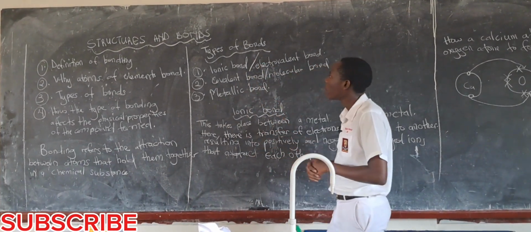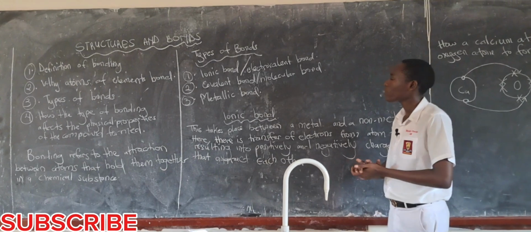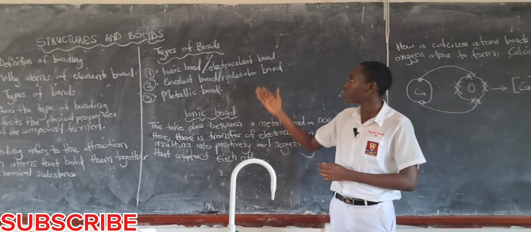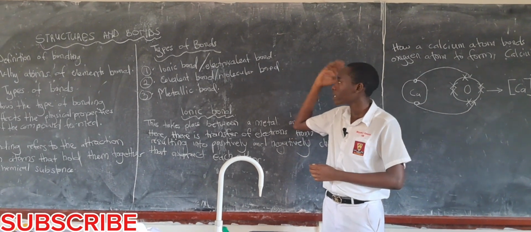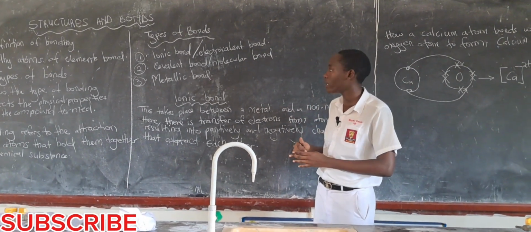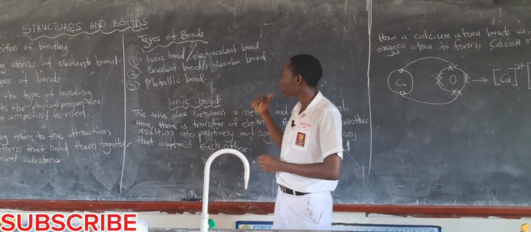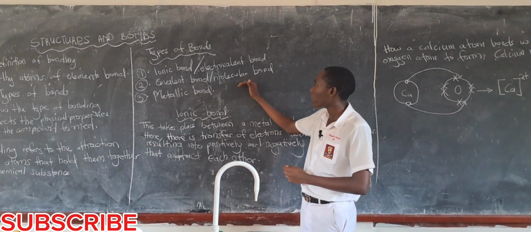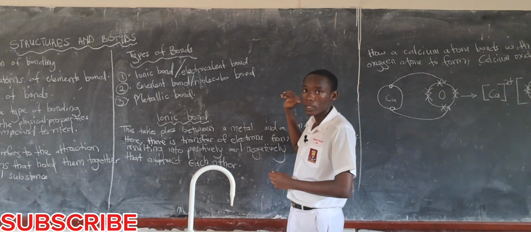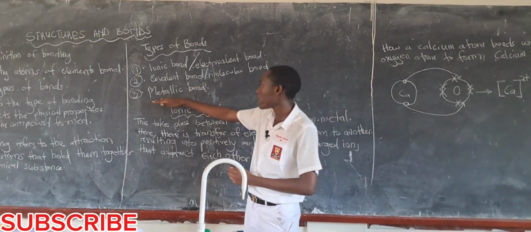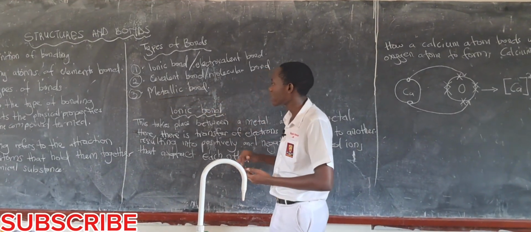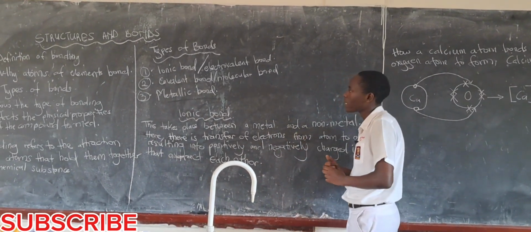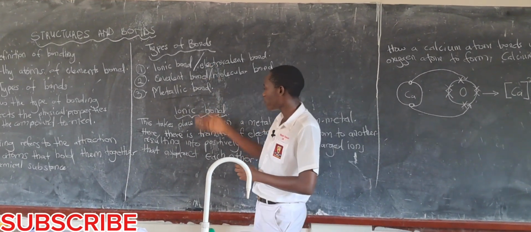Now let us talk about the types of bonds. One, we have the ionic bond or electrovalent bond. This type of bond takes place between a metal and a non-metal element. Then we have the covalent bond or the molecular bond, which takes place between atoms of non-metallic elements. Then we have the metallic bond, which takes place within a metal. Let us look at each type of bond separately.